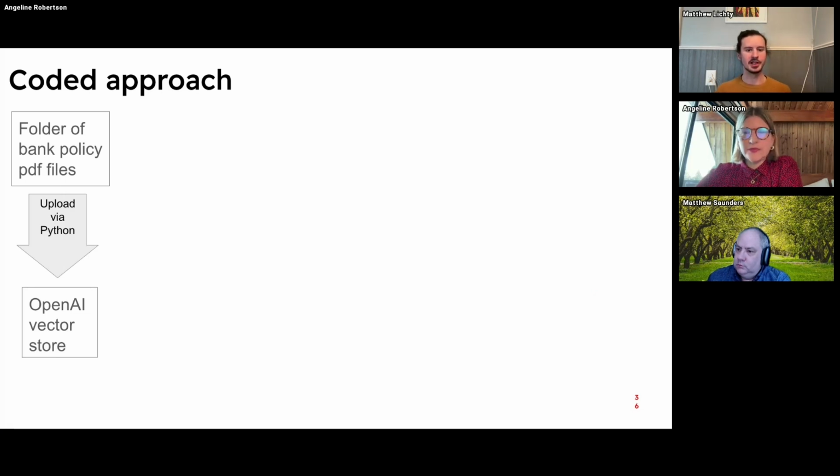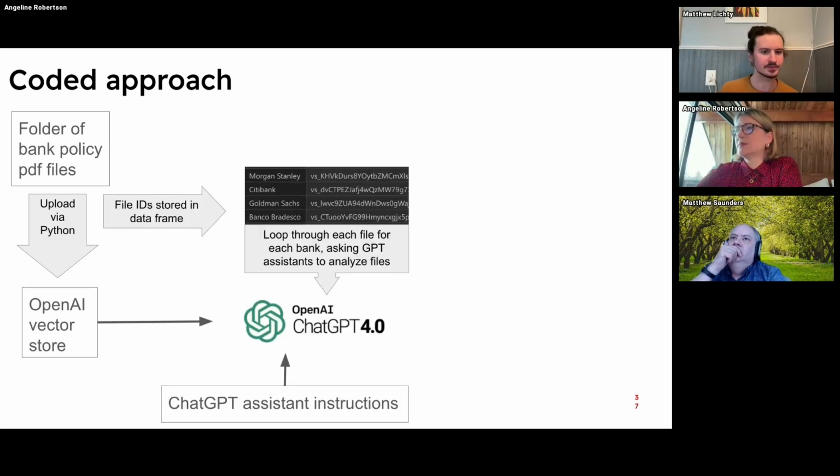Similarly to uploading a PDF file into a custom GPT on the graphic user interface like I talked about earlier, the code uploads the whole folder of bank policy files into OpenAI into what's called a vector store. The vector store turns PDF files into a format that allows GPT to process them more effectively and store them in a smaller space. Next.